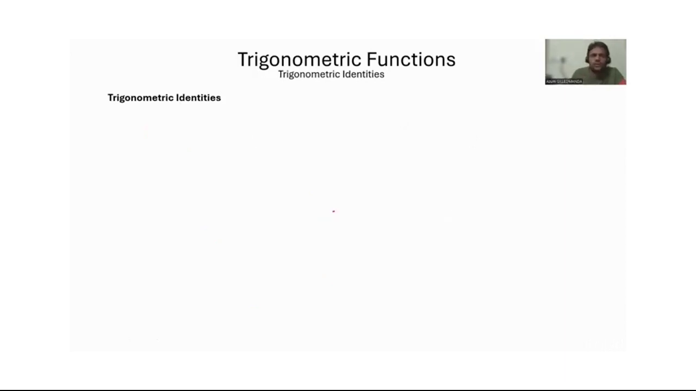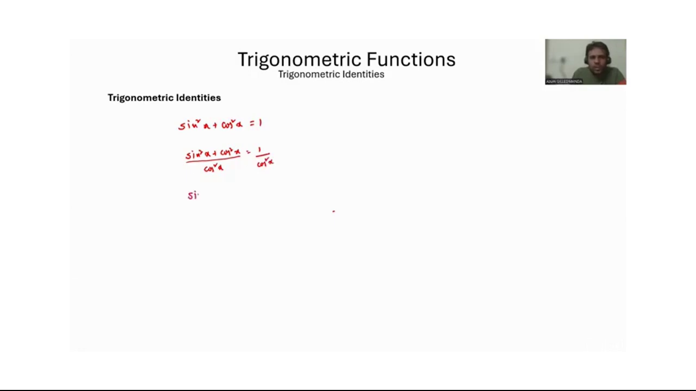Now let's look at the other ratios. So what we have is sin square x plus cos square x is 1, right? Now what I will do is divide this by cos square x on both sides. So sin square x plus cos square x equal to 1. Let me divide this by cos square x on both sides.